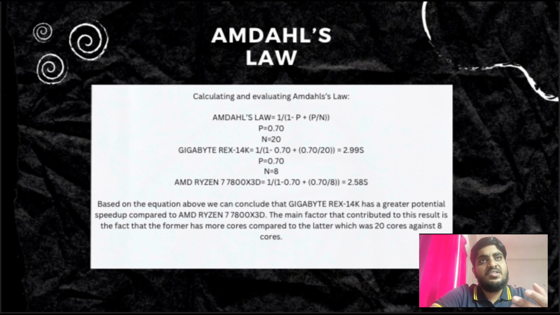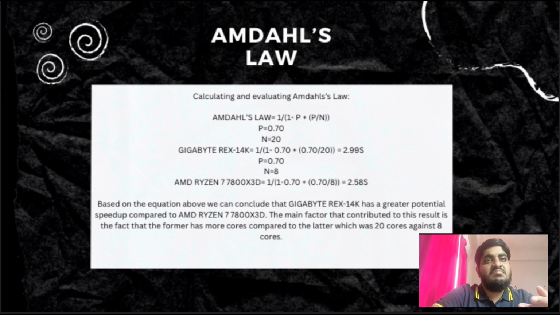As you can see, here's the formula for Amdahl's law: 1 divided by (1 minus p plus p divided by n). The total value of the processing task that has been executed by both CPUs earned a score of 70%, which is then converted into decimal, which means p is equal to 0.70. And then n, on the other hand, is the total number of processors that our CPU Gigabyte Rex 14K has. Meanwhile, AMD Ryzen 7 7800X3D has 8 CPU cores. For Gigabyte Rex 14K, the result is 2.99 seconds.